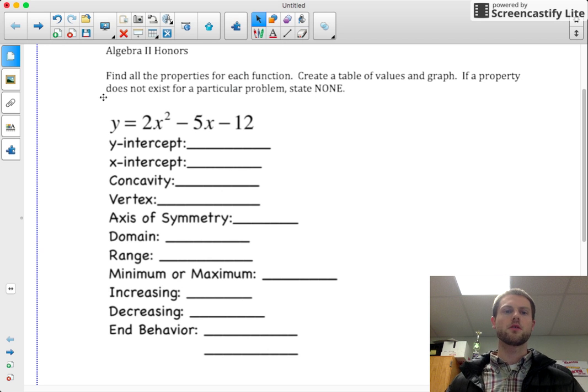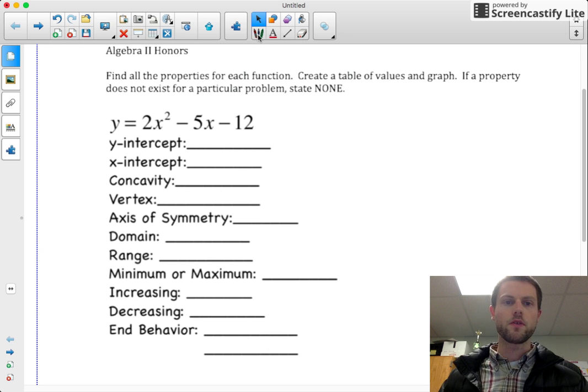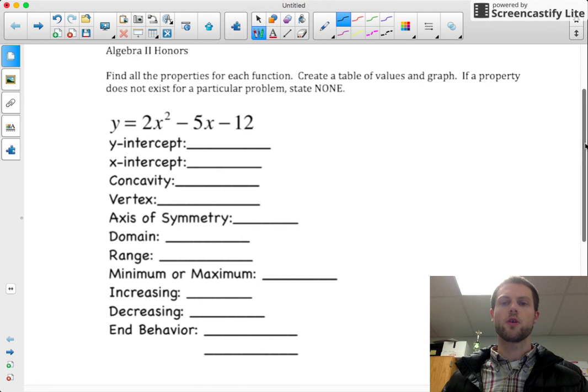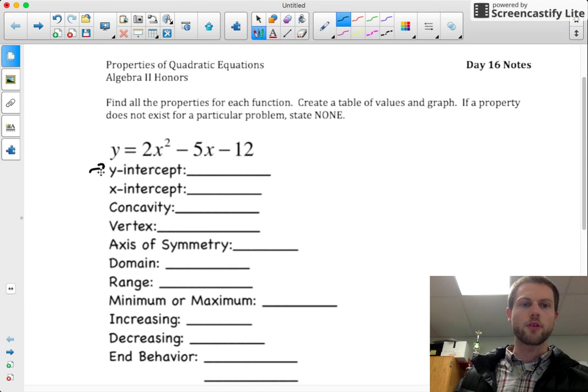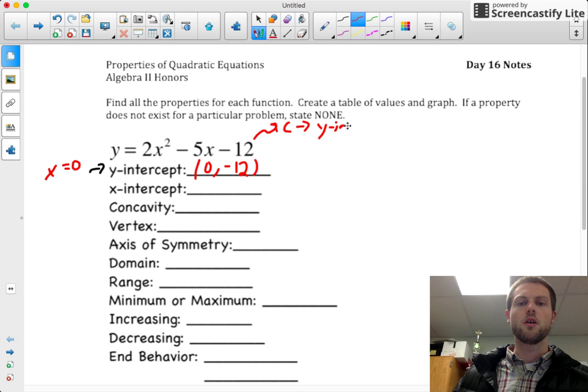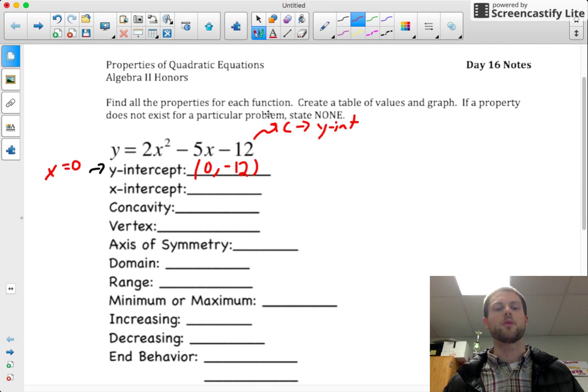Okay, here in this video, we want to find all these properties of this quadratic equation. So first off, let's talk about the y-intercept. The y-intercept is going to be when x equals 0. So I'm plugging in 0 for x, and I see every single term is going to drop off, and all that I'm left with is my negative 12. And remember, in standard form, the c term is always going to be the y-intercept of whatever this quadratic will be.